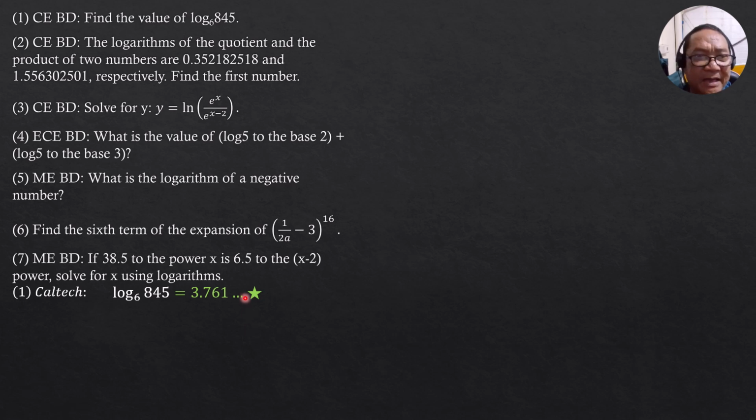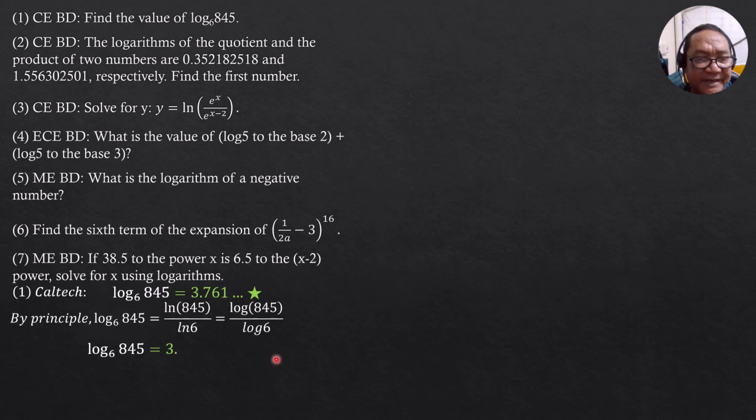3.761. Then by principle, this is either ln of 845 over ln of 6, or log of 845 over log of 6, or log to any base of 845 over log of 6 to the same base. So for example, log of 845 to the base 5 over log of 6 to the base 5, and you will have the same result, 3.761. So we proceed to the second problem.